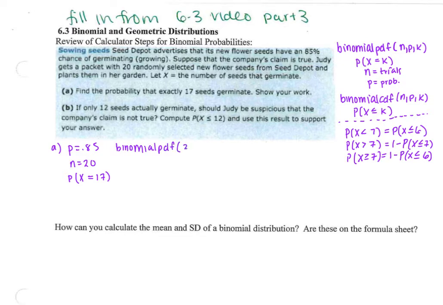With 20 trials, probability is 0.85, and we want to know 17. And so you'll go to second VARS in your calculator and go down to binomial PDF, type this in, and you get 0.2428.